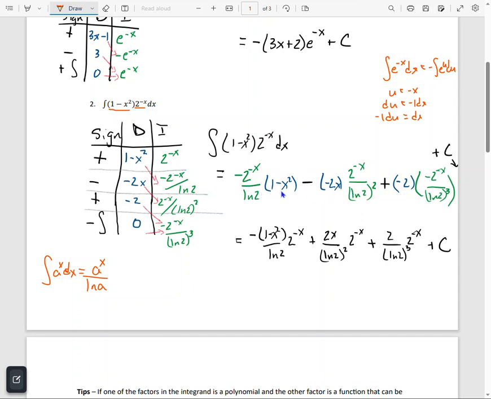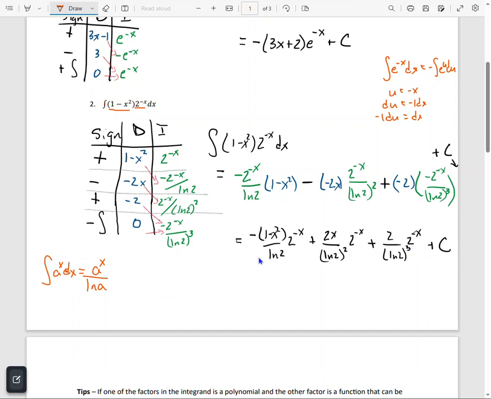What I'm going to do instead is just tighten it up, write it a little easier to read. So we'll put the negative and the 1 minus x squared over the natural log of 2 and have my exponential function 2 to the negative x behind. Two negatives make a positive. I'll have 2x over the natural log of 2 squared times 2 to the negative x. Here, a plus a negative. Oh, and there's another negative, so I have two negatives, keeps that positive. 2 over the natural log of 2 cubed times 2 to the negative x plus c.